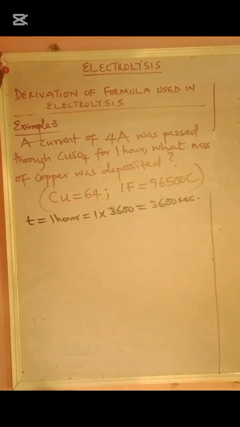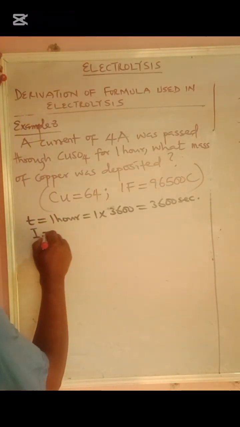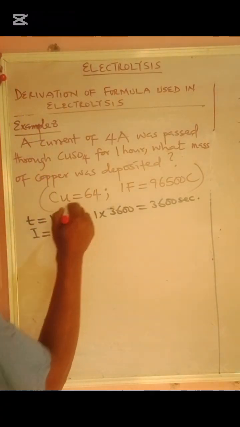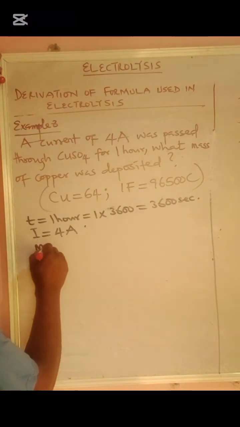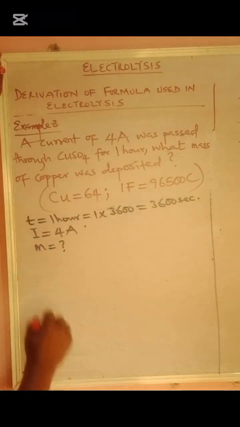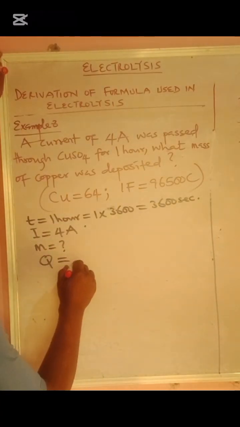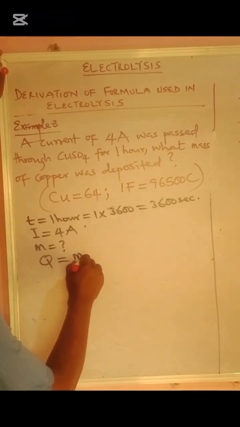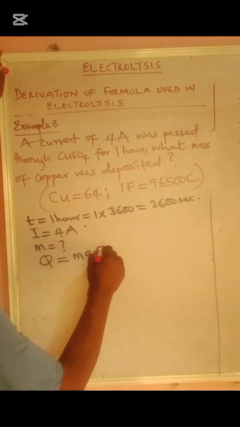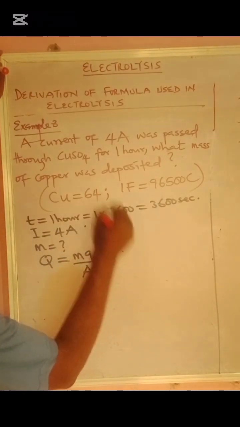Take note of that. Then current I is going to be 4 ampere. So you have to find the mass. Mass is unknown. Recall the formula. What is Q? Q is equal to, in terms of mass, MQF all over A. Check your notes.